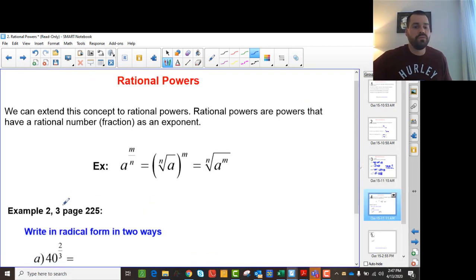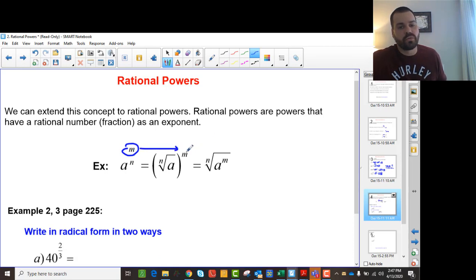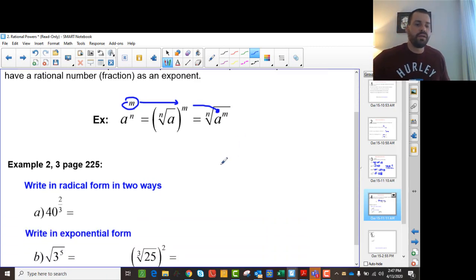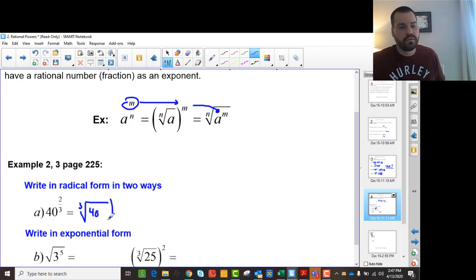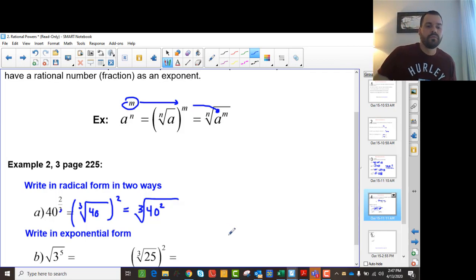Now, we said if you have a number on top of the fraction, it proceeds to be raising that whole radical to that power, or raising the radicand, the thing inside the radical, to that power. So we can write 40 to the 2/3. We take the denominator, cube root, and then all squared, or we can write it as the cube root of 40 squared.